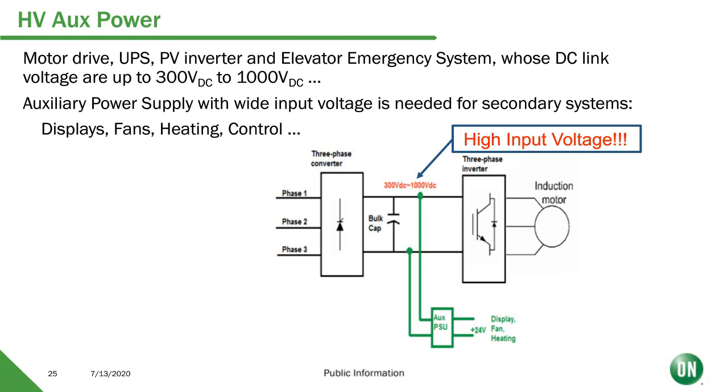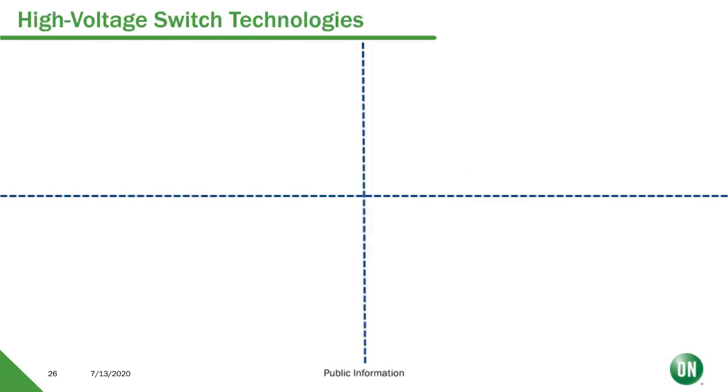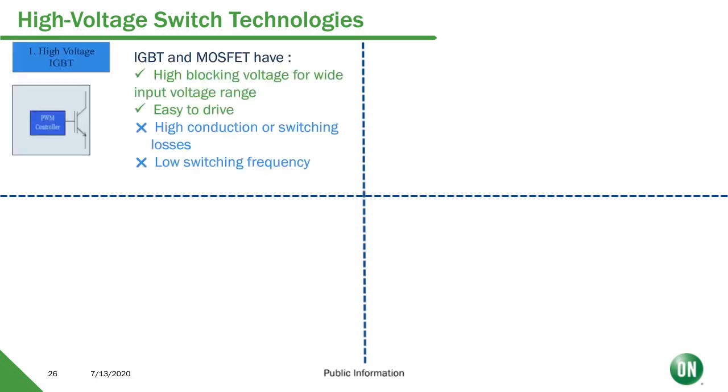So I'll first dig into different ways you can implement this. And I'll only be focusing on the power switches themselves. There are a lot of conversations that you can have on different topologies or different control ways of doing it, but I'll focus more on the power side. So first, and this is a common way of implementing this, is just to use a high voltage IGBT or high voltage MOSFET capable of up to 1700 volts.